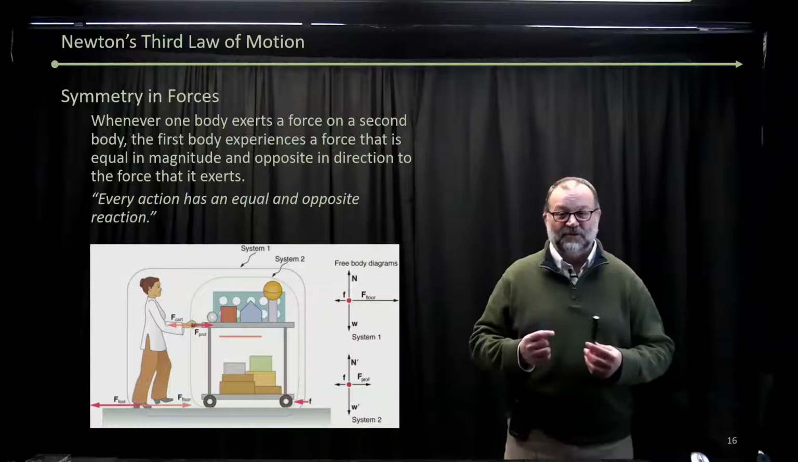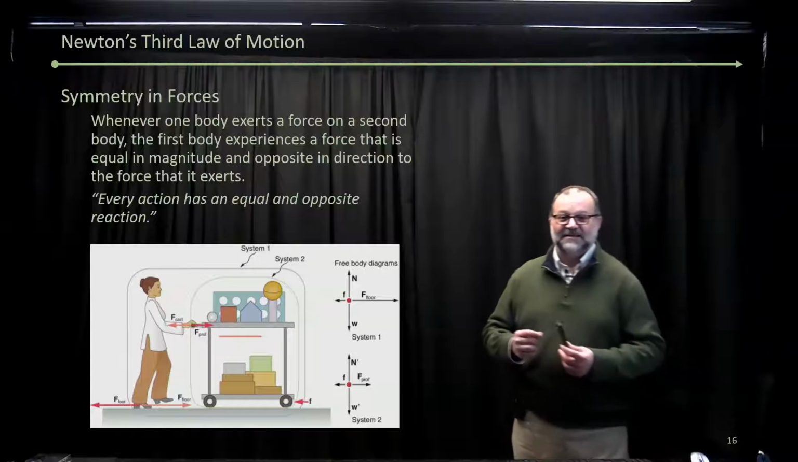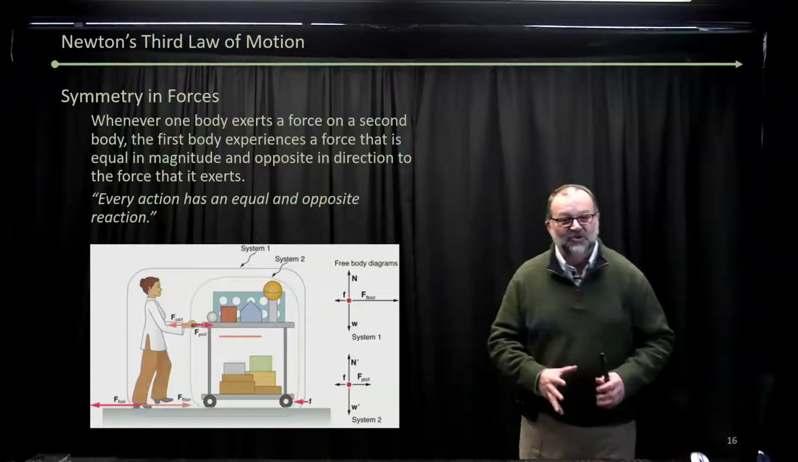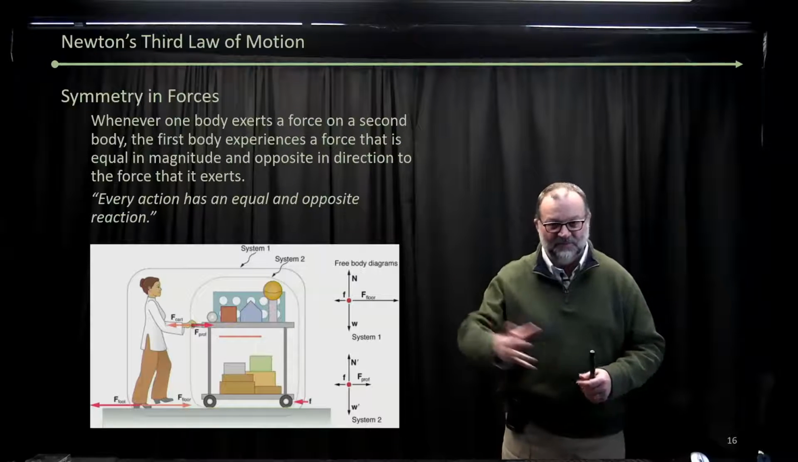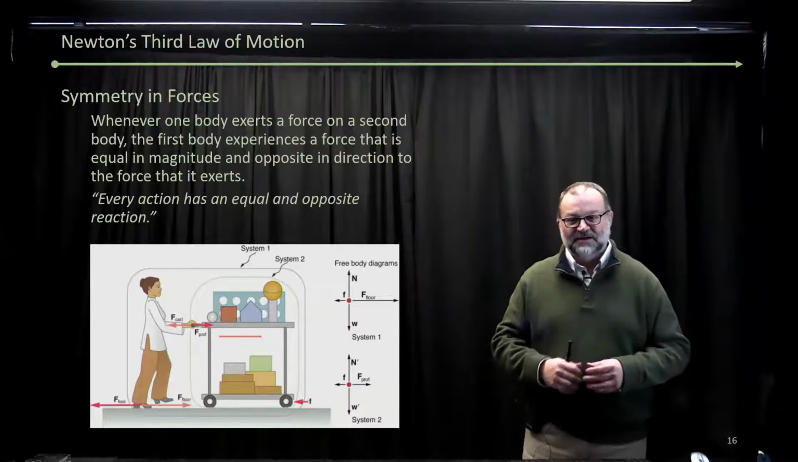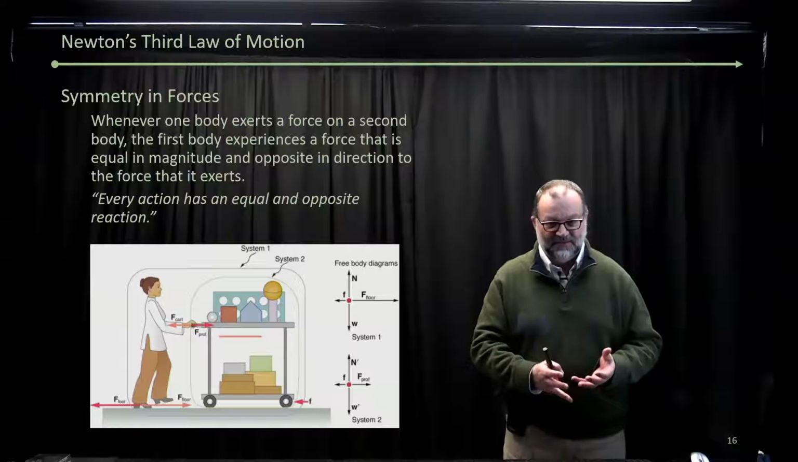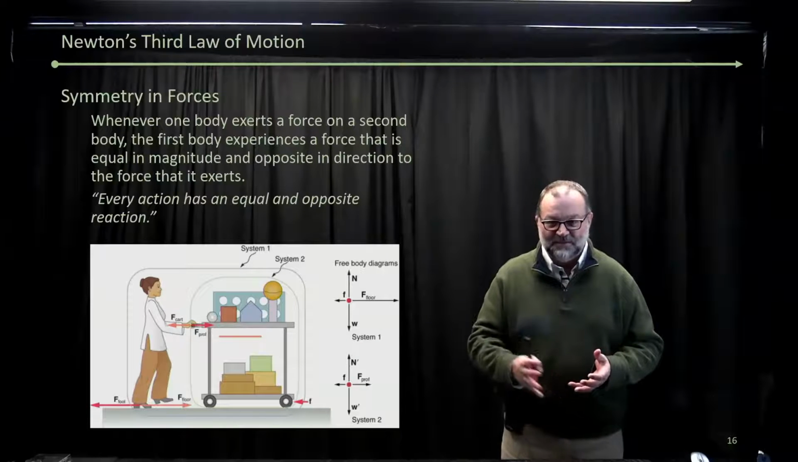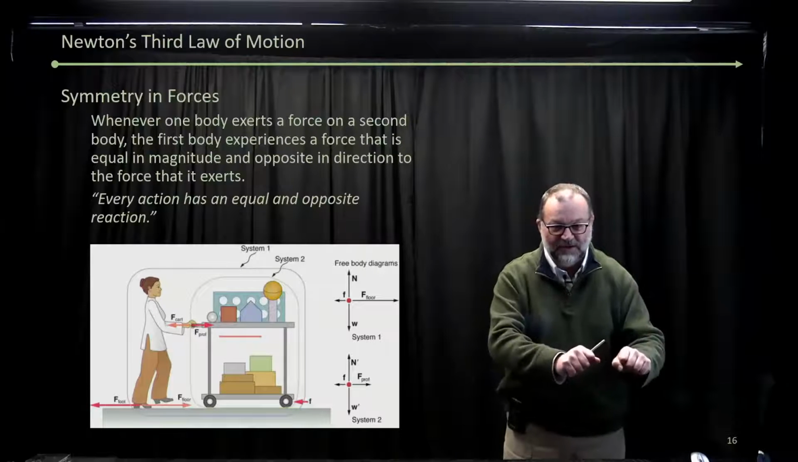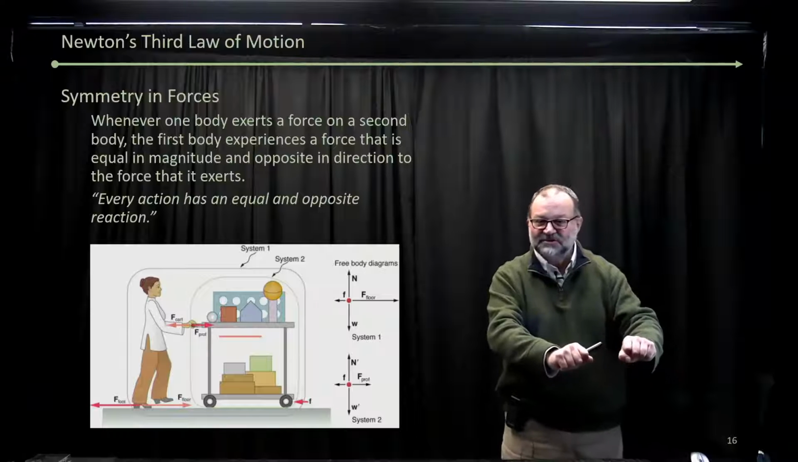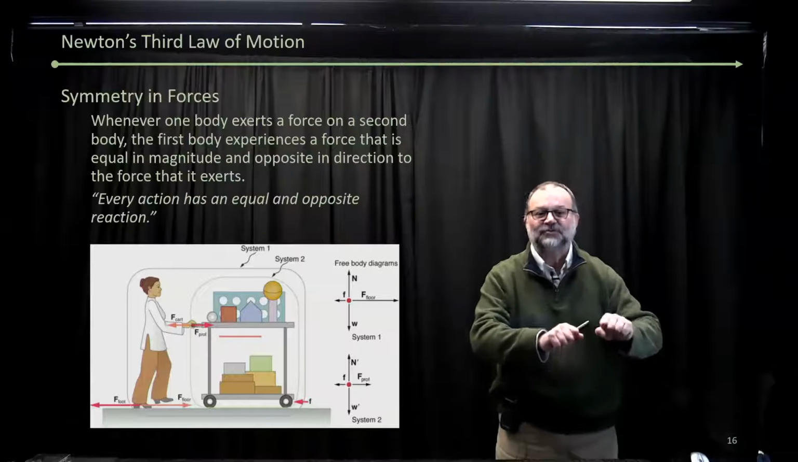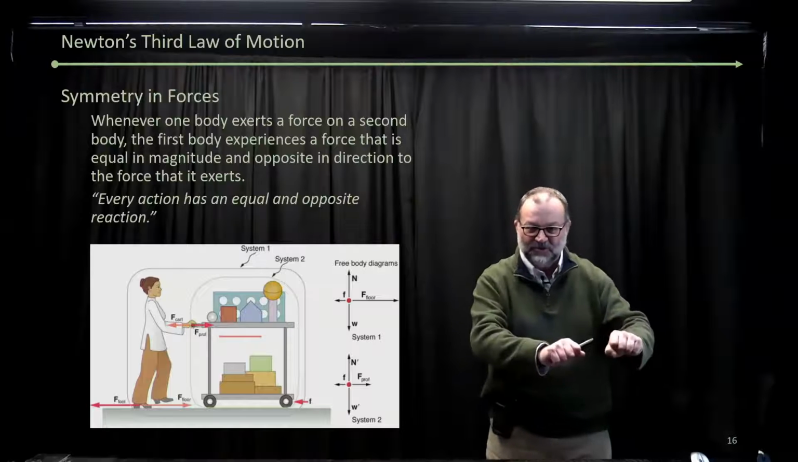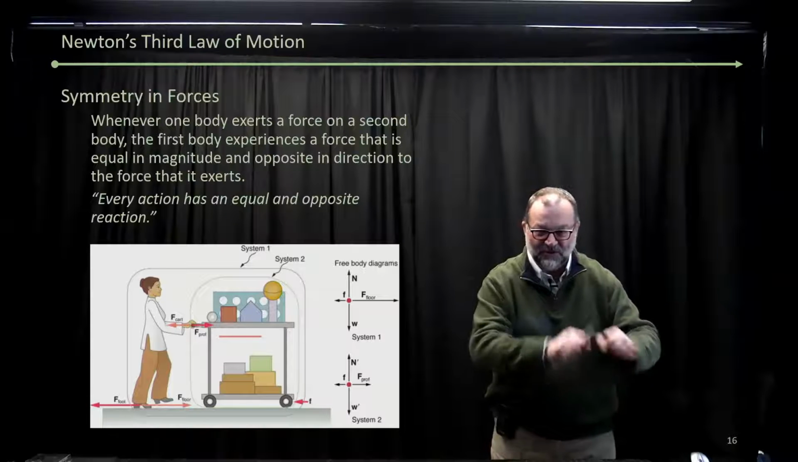The third law of motion is every action has an equal and opposite reaction. So whenever you look at a system, in this one it's been illustrated with two different systems. You take the cart as a system. Then the person pushing on the cart is being pushed on by the cart just as hard as the cart's pushing on them, right? I mean, this is symmetric. The cart's pushing on the person as hard as the person's pushing on the cart.